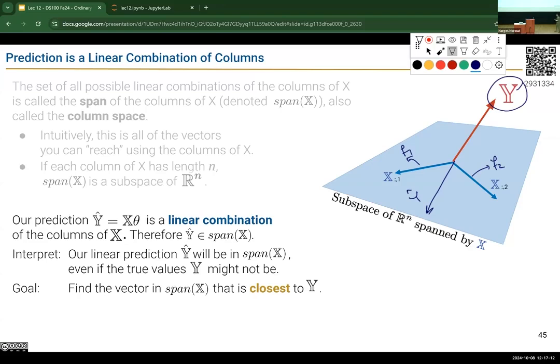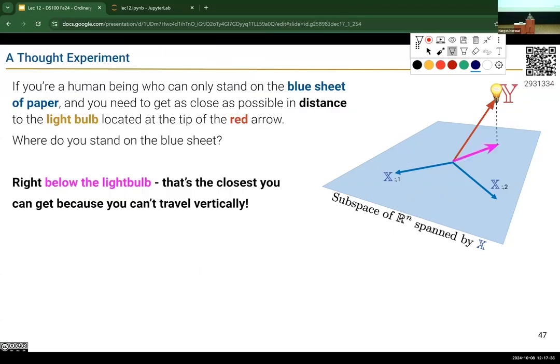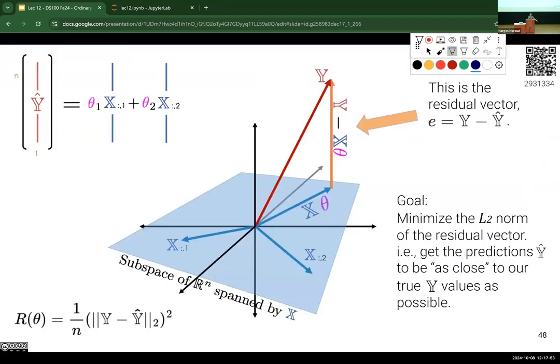So that's exactly what's happening in this case. If you think about this geometry, Y hat is going to be in the span of X. Y does not necessarily live in the span of X. It can be anywhere. And what we're trying to do is make sure that our Y hat is somewhere that is right under Y. And we're going to define what being right under Y actually means in practice. If you're thinking about Y as having a lamp or a light bulb, it should be right under it, like in the example that I was showing you.